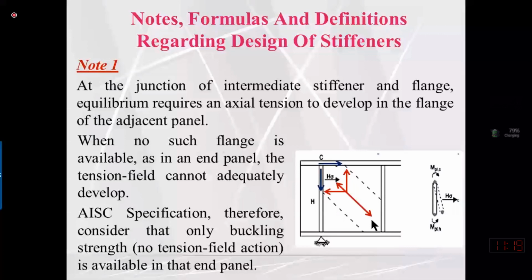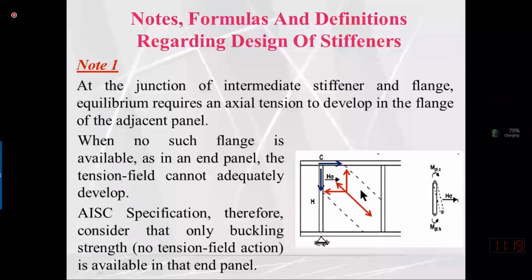So, as we have discussed previously, when the web will buckle we are providing an intermediate stiffener. A bearing stiffener will also serve as an intermediate stiffener. When a web panel buckles due to the compressive forces developing in this direction, the tensile force will develop along this diagonal direction. So we can consider a web strip of uniform thickness which is subjected to tensile forces.